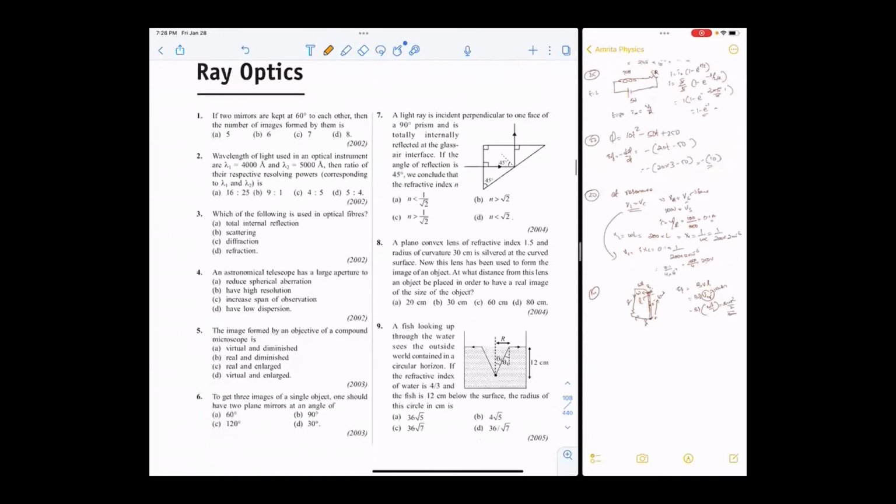So, bachcho. Right. Question number 1. Give a try. I'm giving you time. If 2 mirrors are kept at 60 degrees to each other, then the number of images formed by them is? 360 by theta, if it is even you have to subtract 1, no? So how much is it?